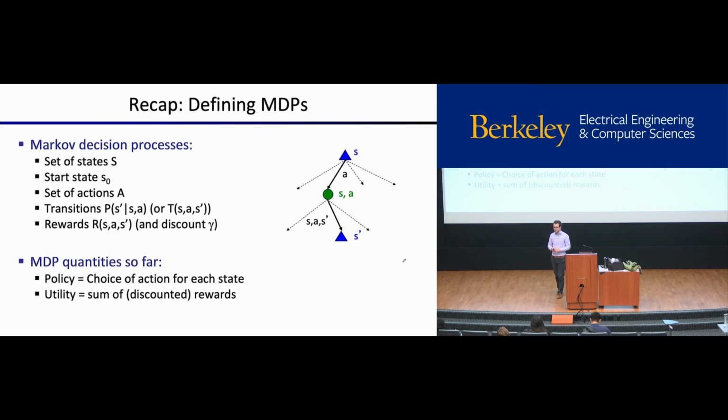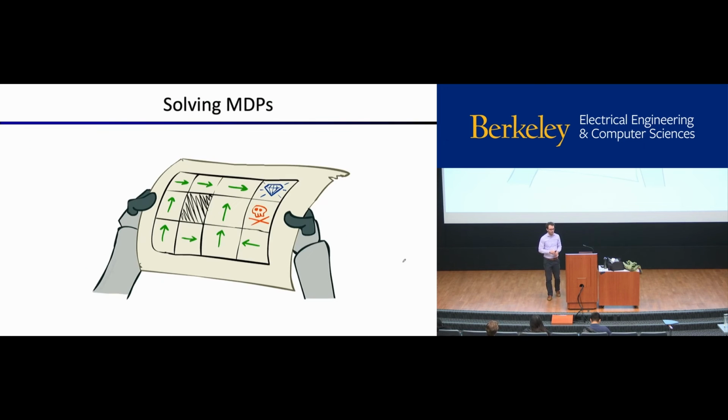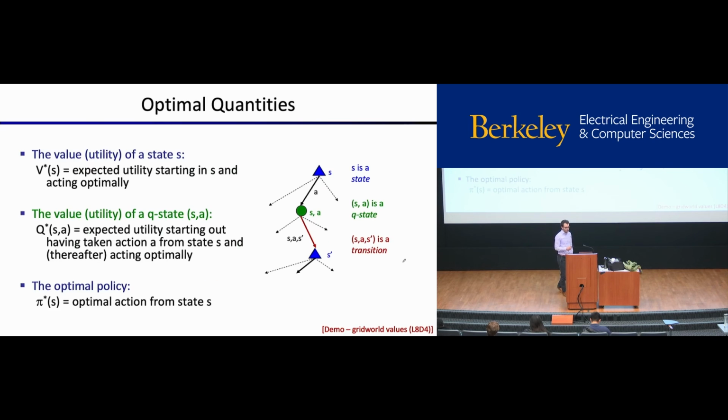And so we need to be thinking about what is expected utility in this scenario, and how do we use it to get the optimal policy. So we'll answer the policy question next time. But for today, we're going to be thinking about all these different optimal quantities, and we're going to start with the values. So we can define the value of a state as being the expected utility for starting in that state and then acting optimally thereafter.